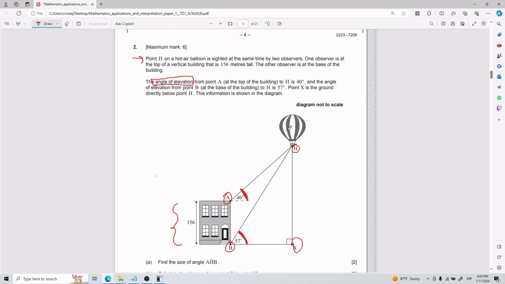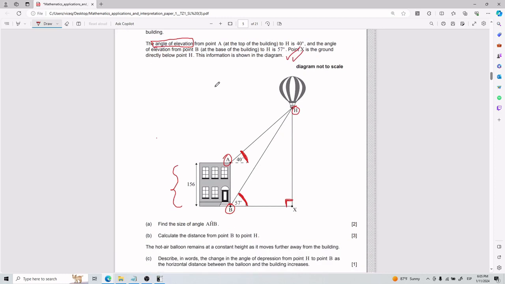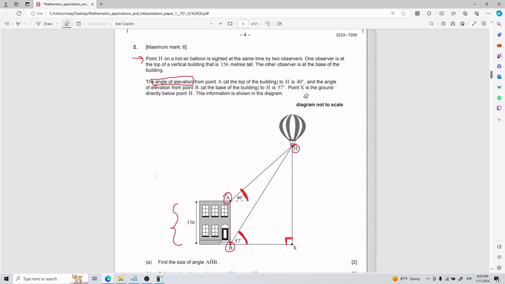Point X, this guy here, is directly below point H. That means I have 90 degrees here because it is directly below H. The information is already shown in the diagram. Thank you, IB, for being so kind to us.